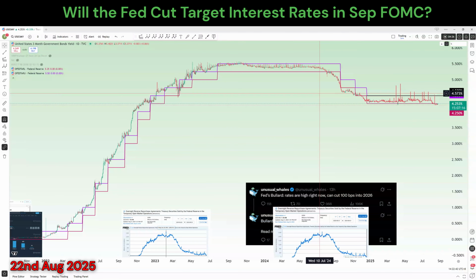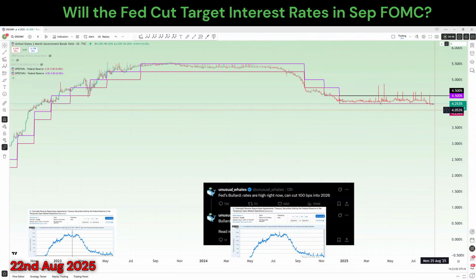So in order not to do that, they will always follow the market supply and demand that causes the change in the yield. So all the time, unless this government bond yield has changed, they will not change the target range.